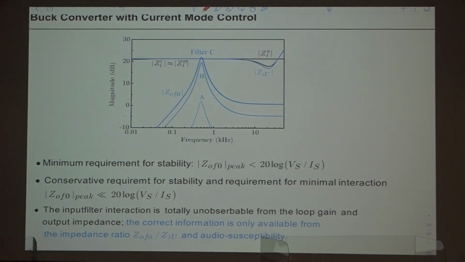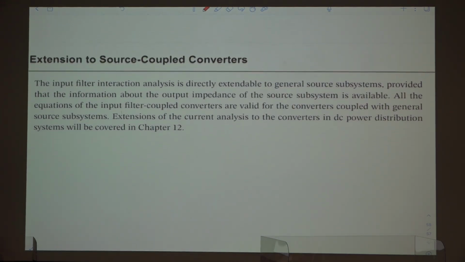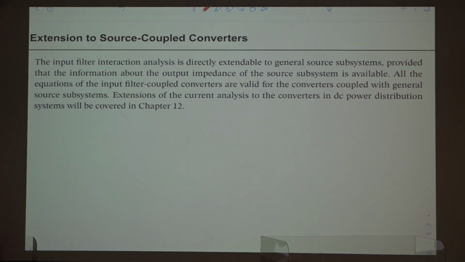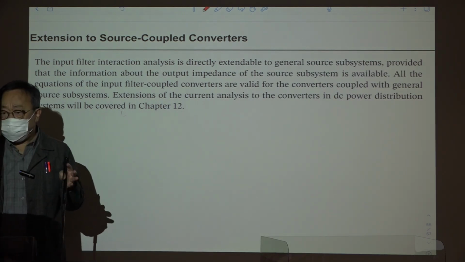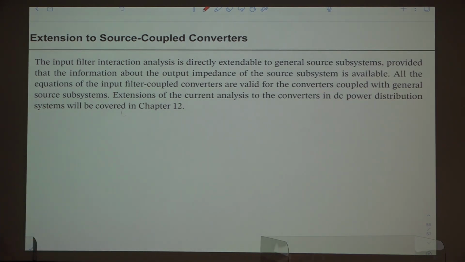So that is the summary of input filter interaction of 3 different types of PWM converter with 2 different control schemes. That's the end of the chapter. Before departing from this chapter, I have maybe 2 or 3 comments. Obviously, the result of this input filter interaction analysis will be applicable to any source subsystem if you know the characteristic of the source impedance. Okay, that is obvious, right?